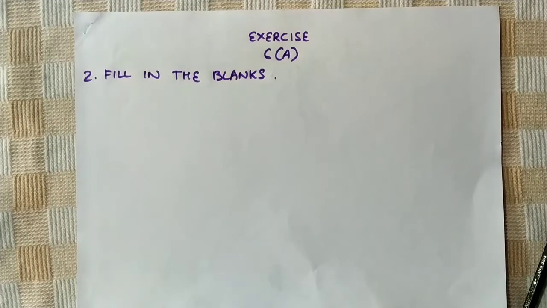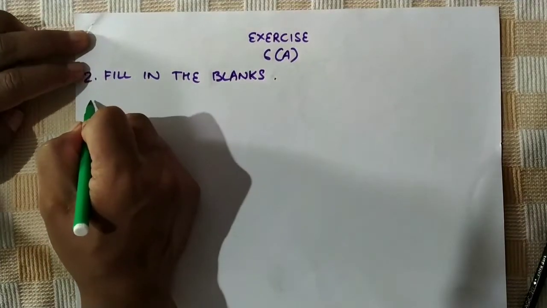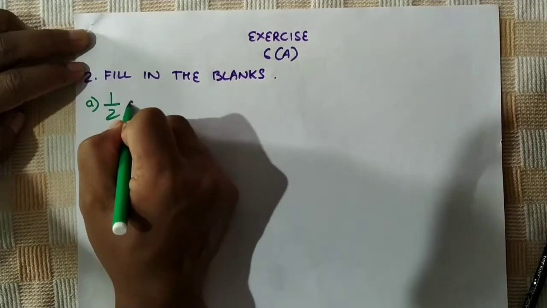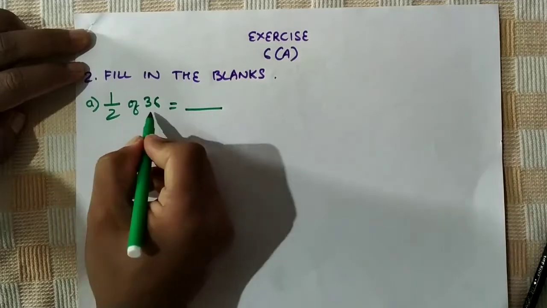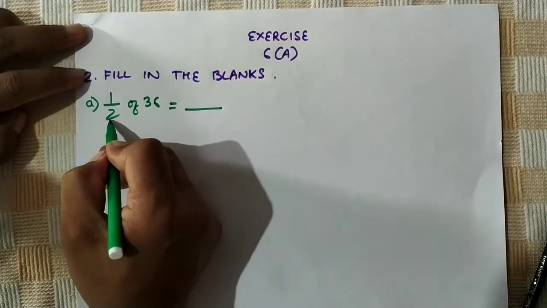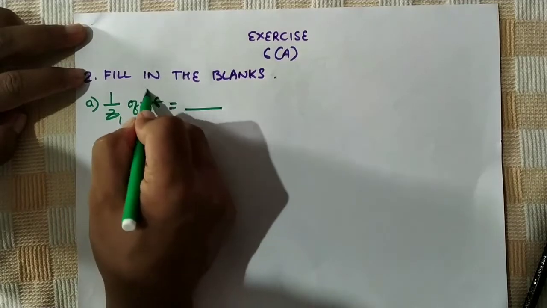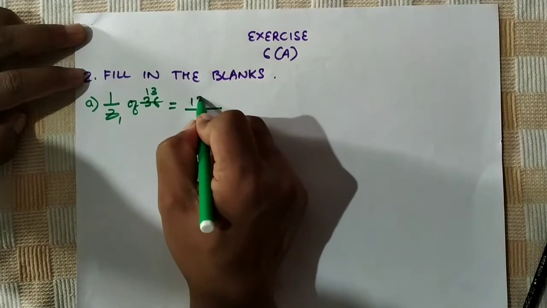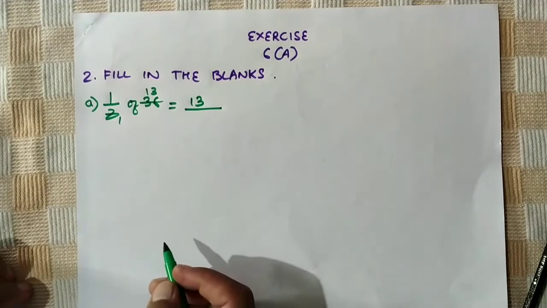Okay, let's start solving exercise 6a. Fill in the blanks. Number A. Half of 36 equals to how much? Just divide 36 by 2. Okay, 2 ones are 2 and 2 18s are 36. So half of 36 is how much? 18.